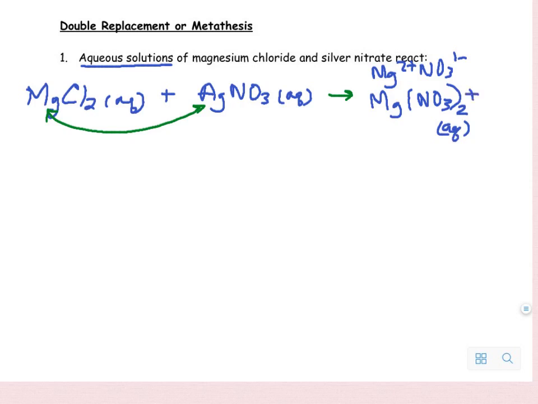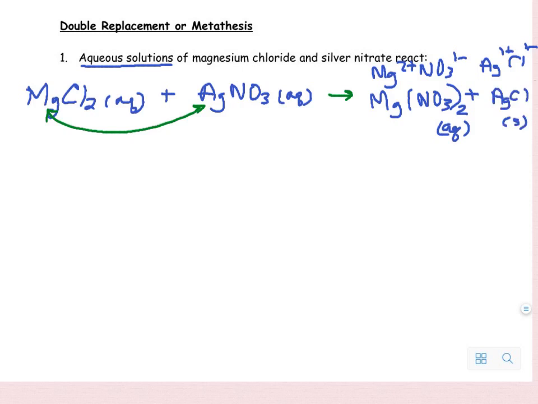The second product is silver with chloride. Silver's a 1+, chloride's a 1-. If you go to your solubility table, you will see that silver chloride is in fact insoluble in a water environment, meaning it cannot break apart. It will precipitate, and that is a solid.